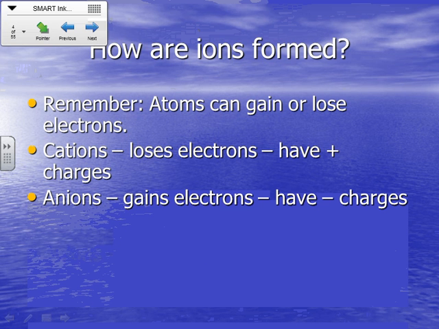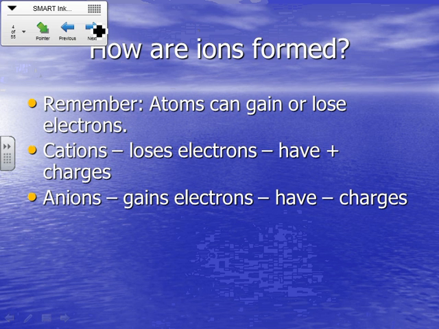Anions, they gain electrons. So it's a little confusing. This is a dash. This is a minus sign. Okay, they're different, right? They look the same, but they're different. So gaining electrons means that they have a negative charge.